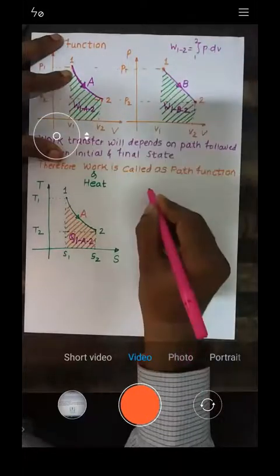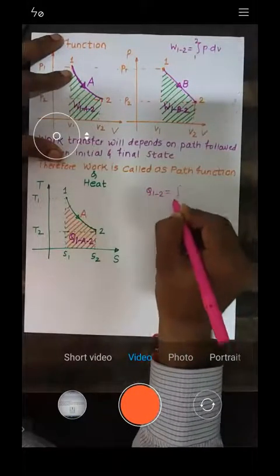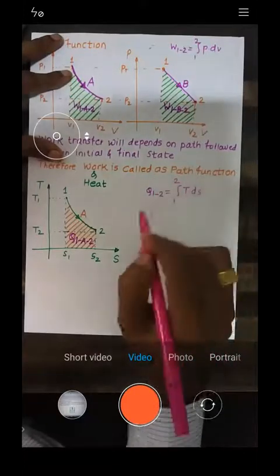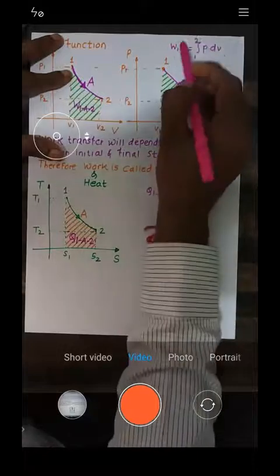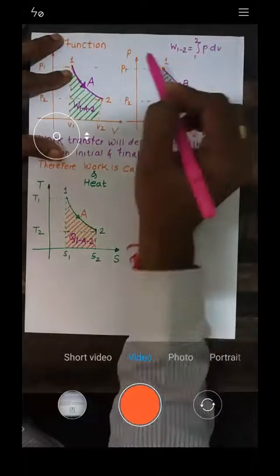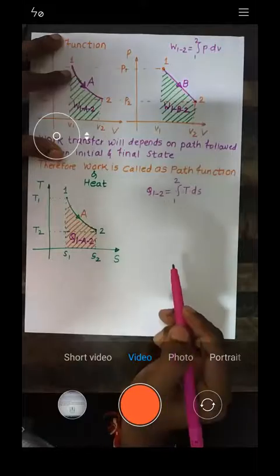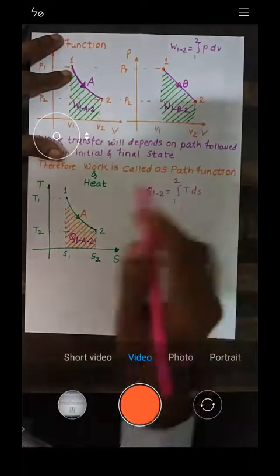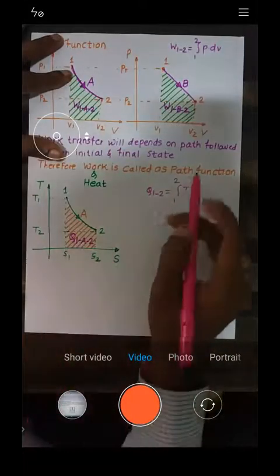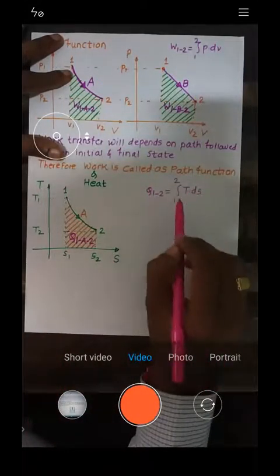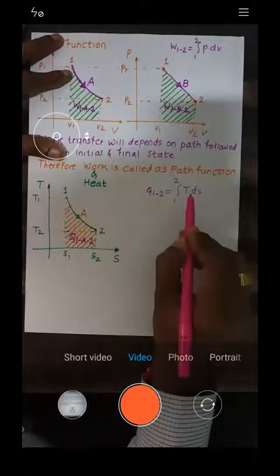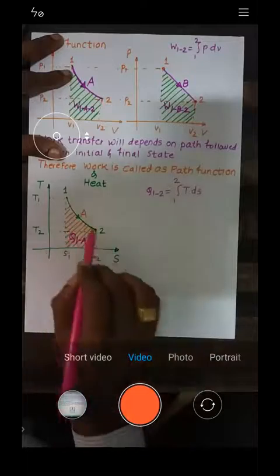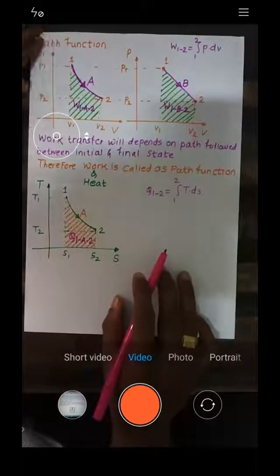Similarly, the formula for heat transfer Q1 to 2 is the integration from 1 to 2 of TdS. From where it came, I will explain in the next chapter, in the next module. For now, you just remember the formula. Heat transfer is given by the integration of TdS. So if you plot the process on the TS, temperature-entropy scale, the area below that process will give you the heat transfer. Is that okay or not?